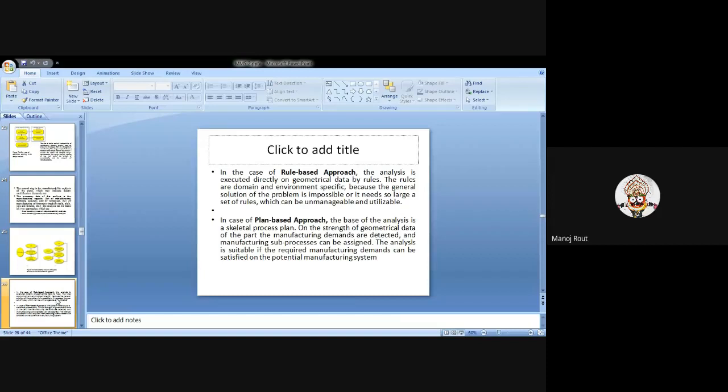The plan-based approach is based upon analysis of a skeletal process plan. On the strength of the geometrical data of the part, the manufacturing demands are detected and the manufacturing sub-processes can be assigned. So in the plan-based approach, you have to go for different sub-processes, which are assigned to the manufacturing department. The analysis is suitable if the required manufacturing demand can be satisfied on potential manufacturing systems. Going to the next slide.